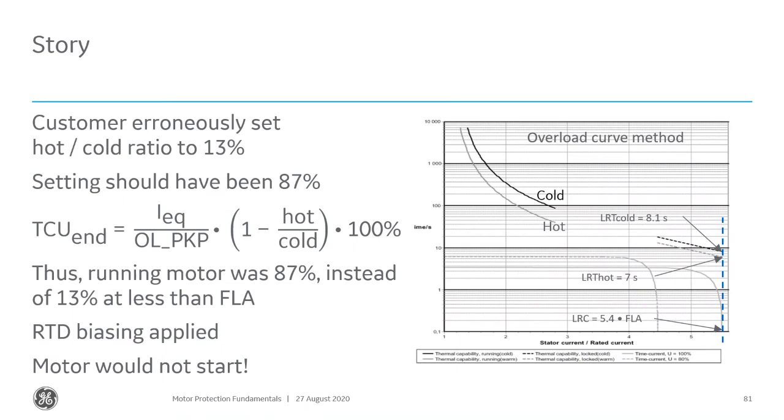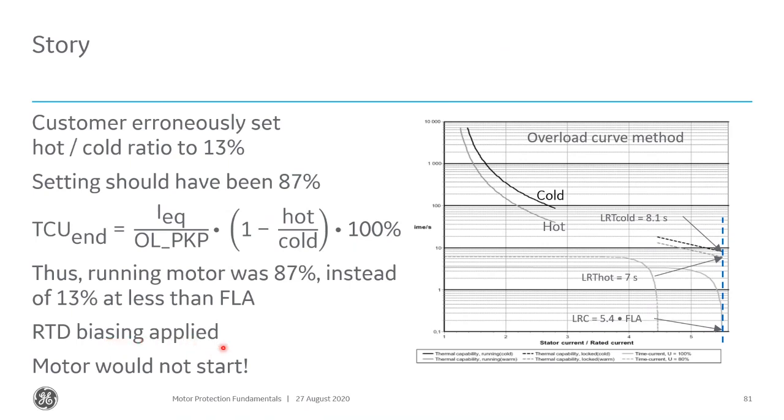In this case, the customer erroneously set the hot-cold ratio to 13%. The setting should have been 87%. And where this confusion came in was that you've got this hot-cold ratio, but there's also a 1 minus that ratio in there. So what they had done was taking this at 13%, where it should have been 1 minus 13 or 87%. Just taking the wrong ratio there, basically.